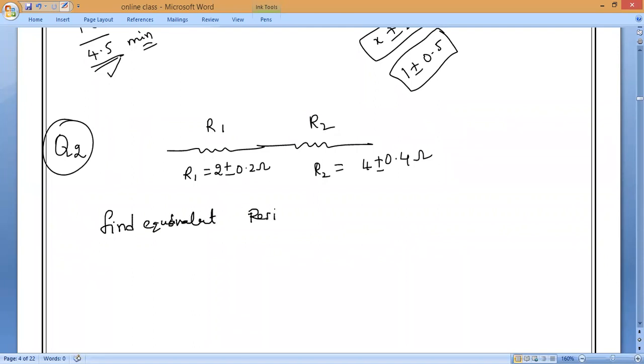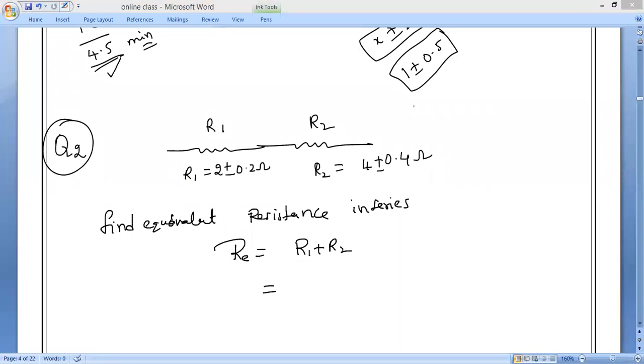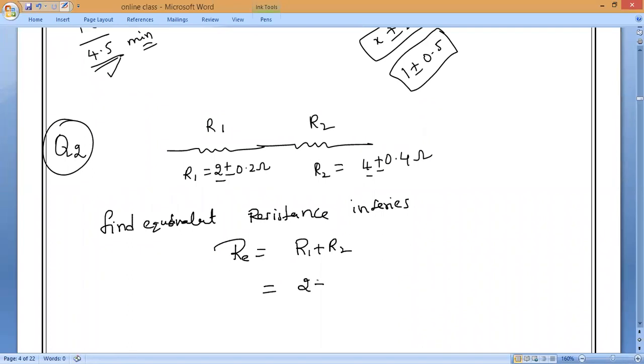Find the equivalent resistance in series. So what is the series equivalent resistance? We all know the formula, class 10. R1 plus R2, which means we have to do addition. So addition means what? 2 plus 4. How much is it? 2 plus 4. Error, you forgot it.